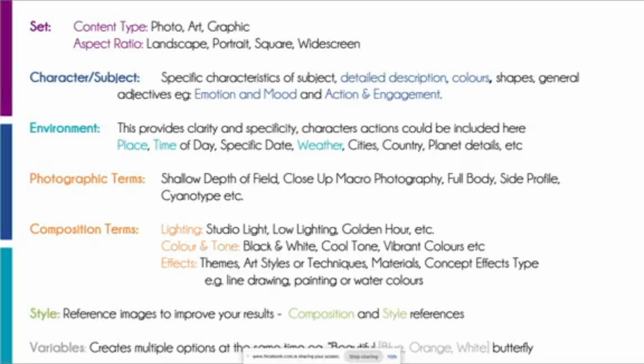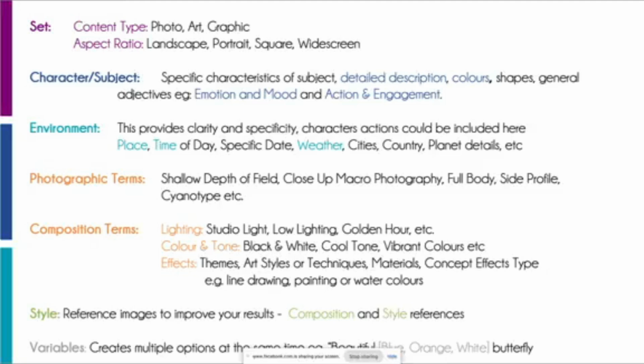Right, so if we look at this, the set is going to be the content type. So is it a photo? Is it an art? Is it a graphic? The next thing is, what is the aspect ratio? Do I want a landscape image? Otherwise, it's going to generate just square images. Do I want it to be portrait, widescreen? So you're going to give it the set.